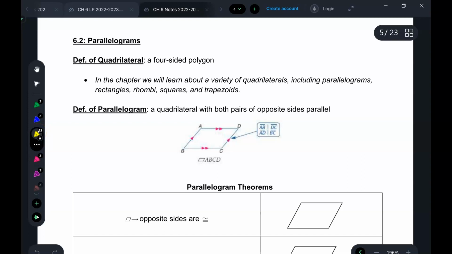So starting off, the rest of the chapter will all be focused on quadrilaterals.